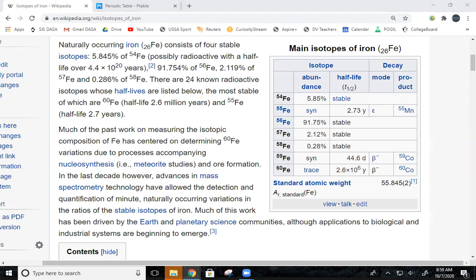So we have iron 54. So iron 54 is 5.8% of the isotopes of iron, right? Yes, yes, Mr. Kershaw. Okay.